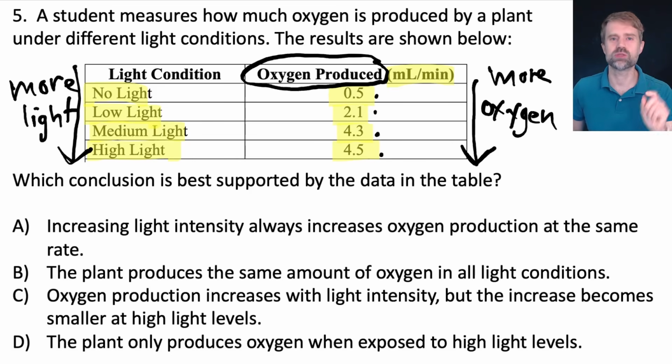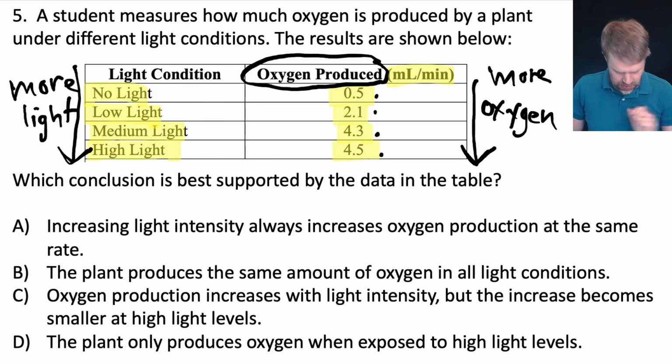The first thing we do is eliminate answer choices we know are wrong. We don't have to think about it. We just know they are wrong. Okay, A. Increasing light intensity always increases oxygen production at the same rate. You've got to think about it, so skip it. It's not immediately, obviously, painfully wrong. Just let it go. We'll come back to it.